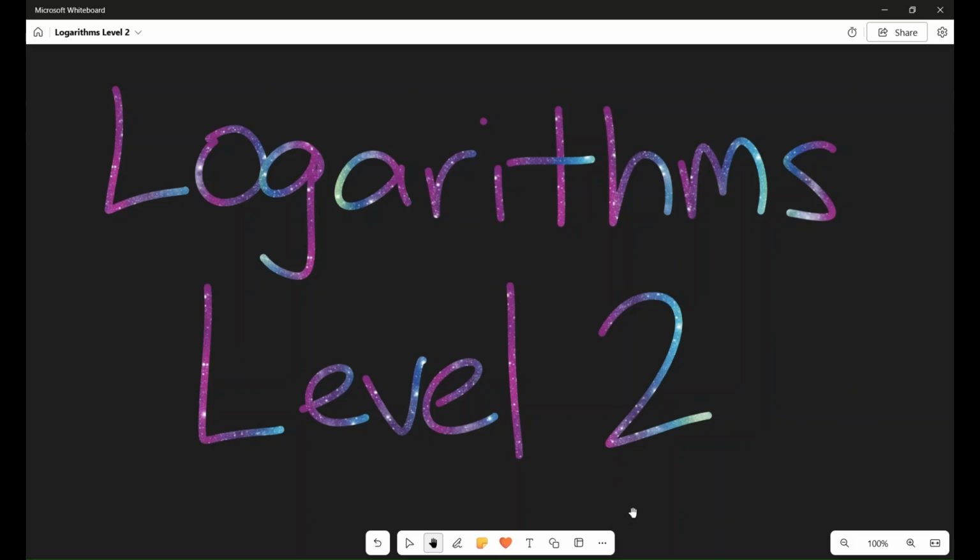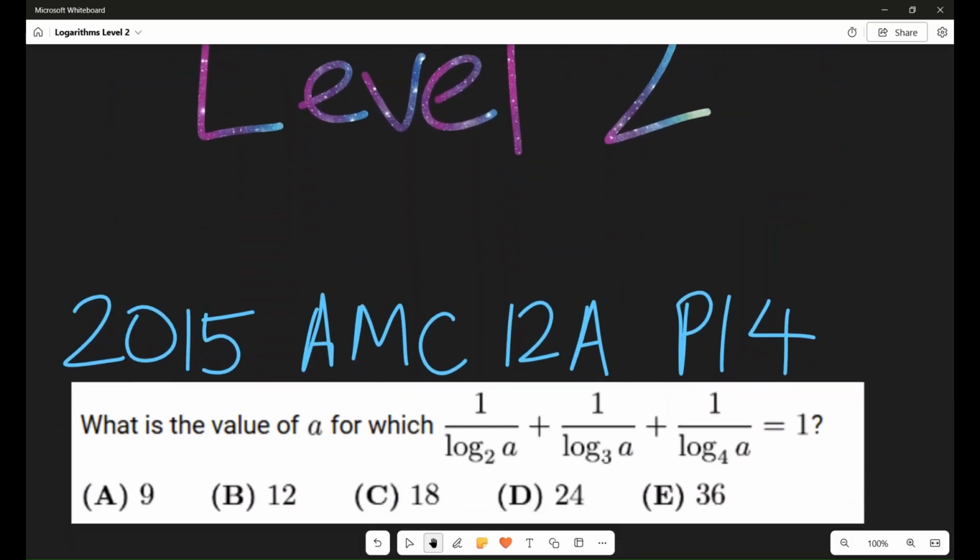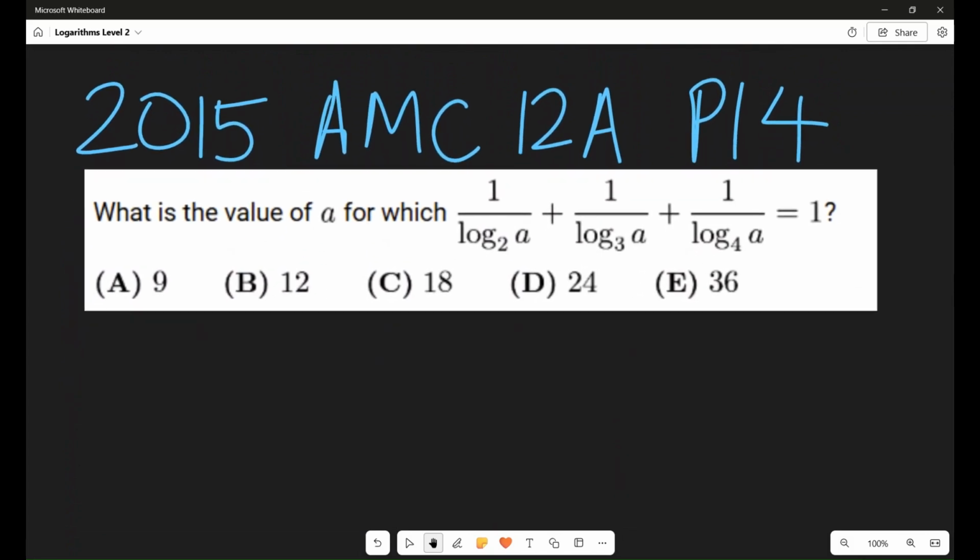We're going to continue talking about logarithms today, but this is level 2, so hopefully these problems are a little less straightforward. To kick things off, we'll start with 2015 AMC 12A problem 14. It says, what is the value of a for which 1 over log base 2 of a plus 1 over log base 3 of a plus 1 over log base 4 of a is equal to 1?